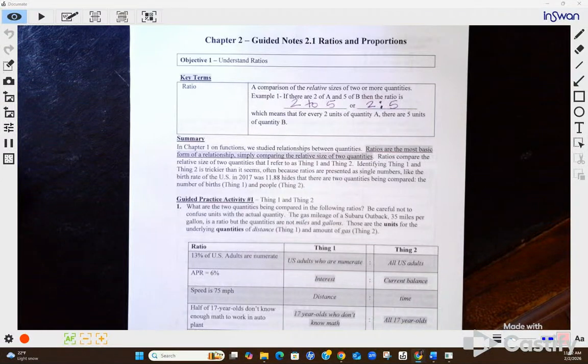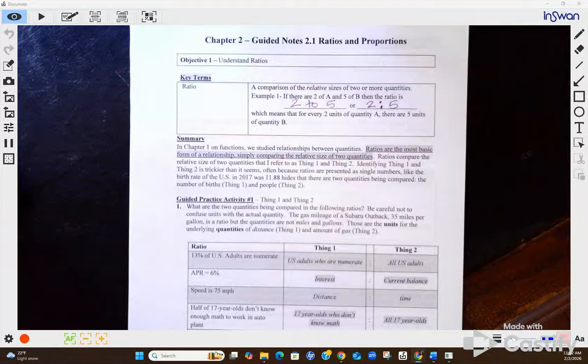So we talked about relationships between quantities in Chapter 1. Ratios are the most basic form of a relationship. They're just comparing two quantities. So let's start from the beginning, and we're just going to talk about how you can compare things and what is important when you are given some information that is representing a ratio. Since you're comparing two things, we need to know what those two things are.